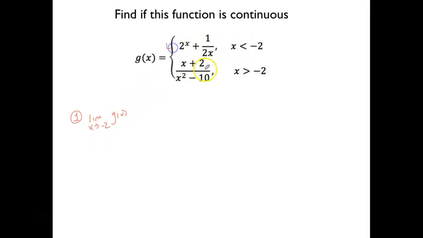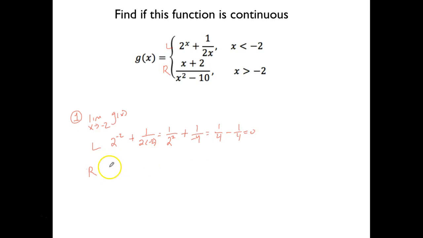Looks like this function is from the left. This function is from the right. Okay, left and right. 2 raised to the -2 plus 1 over 2 times -2. Remember, the negative exponent means that it really belongs on the bottom, so it's 1 over 2 squared plus 1 over -4. Okay, now let's rewrite this. We got 1 over 4, minus, I can move that negative so it's here, 1 over 4. So that means from the left it's approaching 0.